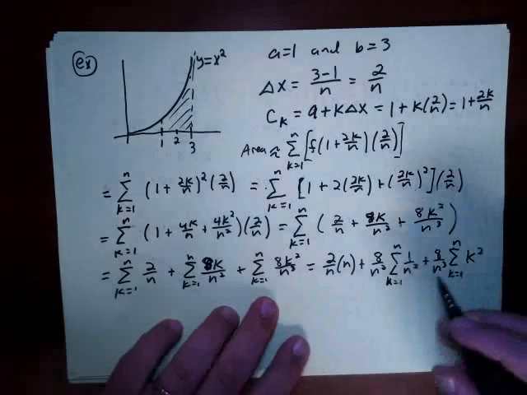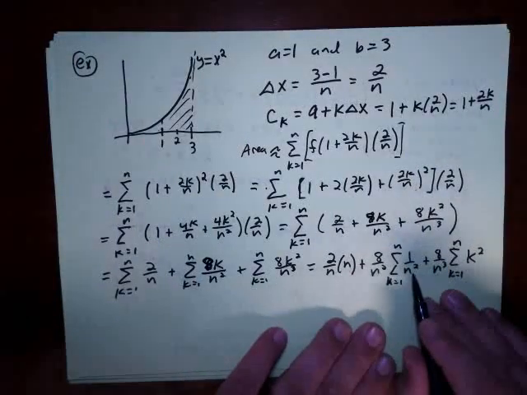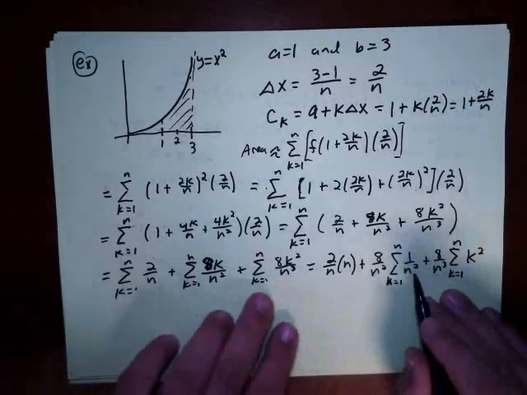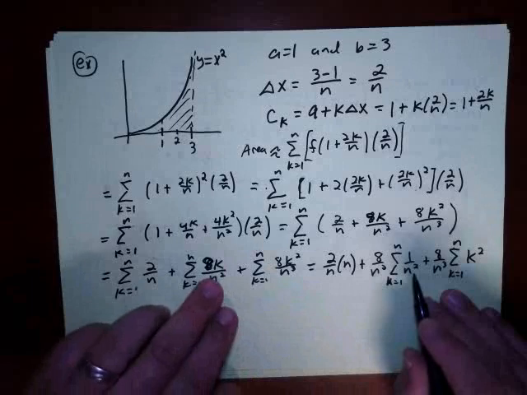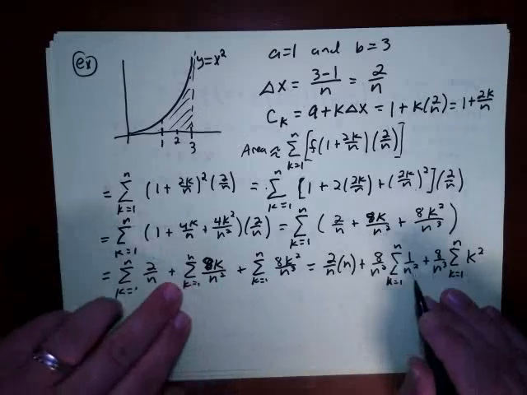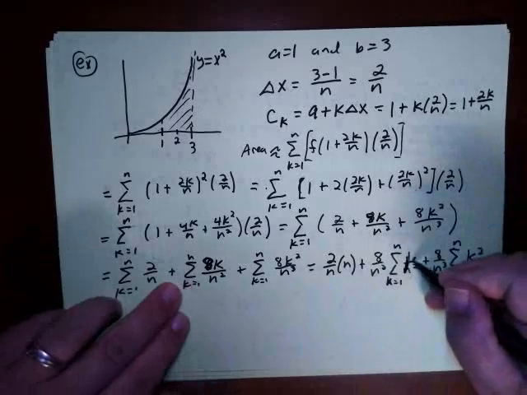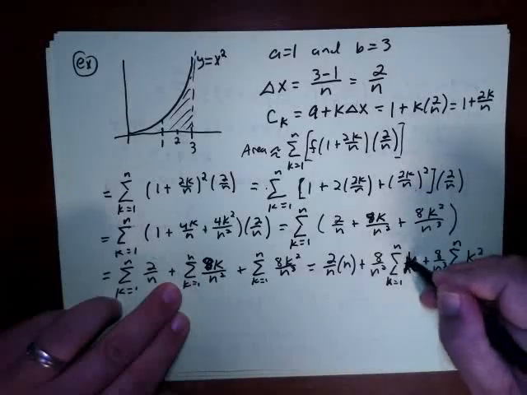And you know what? I did this. I'm not sure why I wrote this here. When I pulled out the 8 over n squared, this whole thing should just be k. Okay? That should just be k.